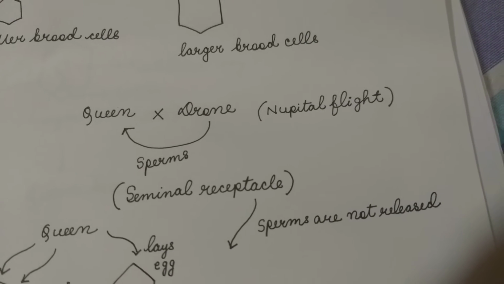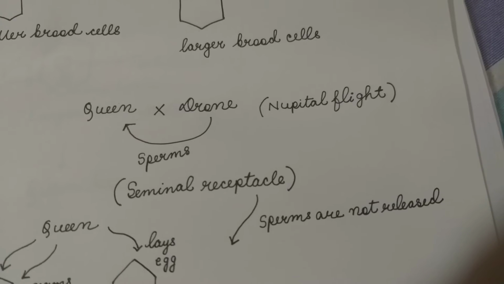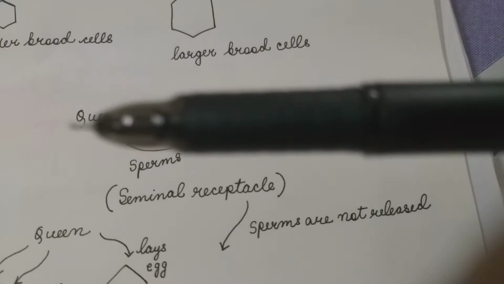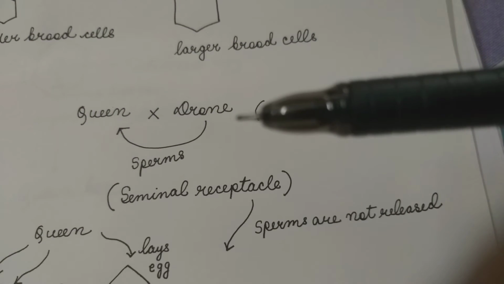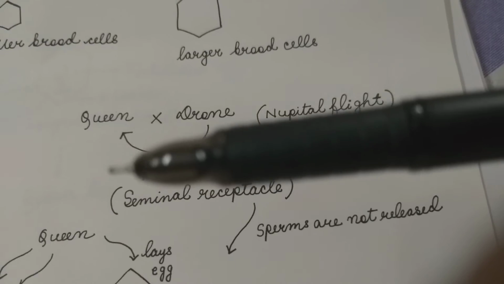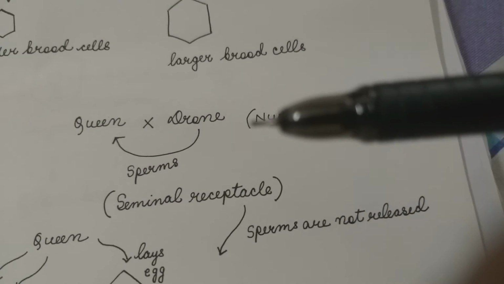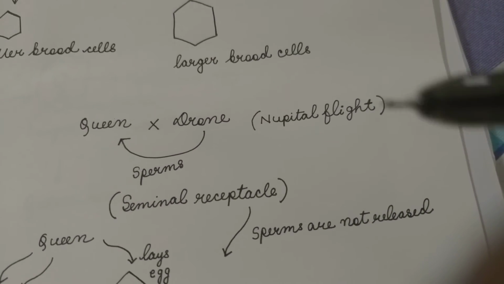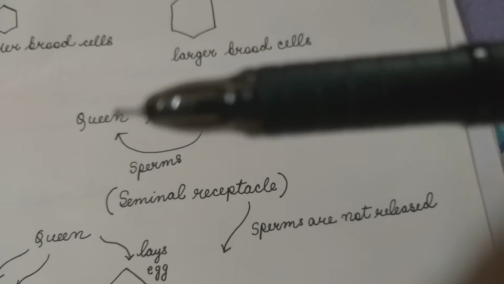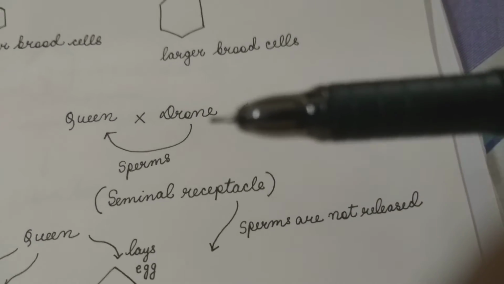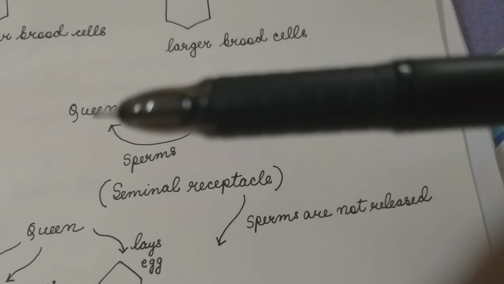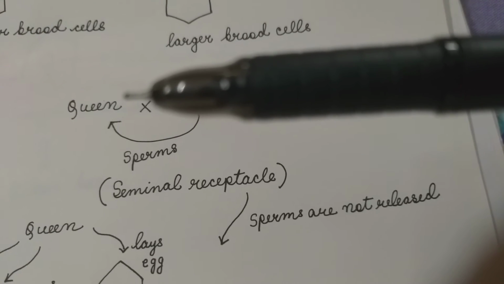The queen is surrounded by thousands of workers for her protection. The queen allows only one drone. Only one drone inseminates the queen. The other drones are not allowed. The drone introduces the sperms into the body of the queen.